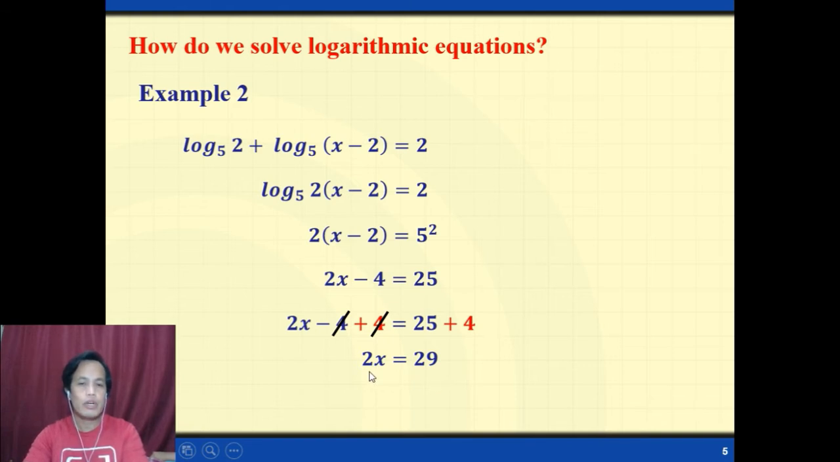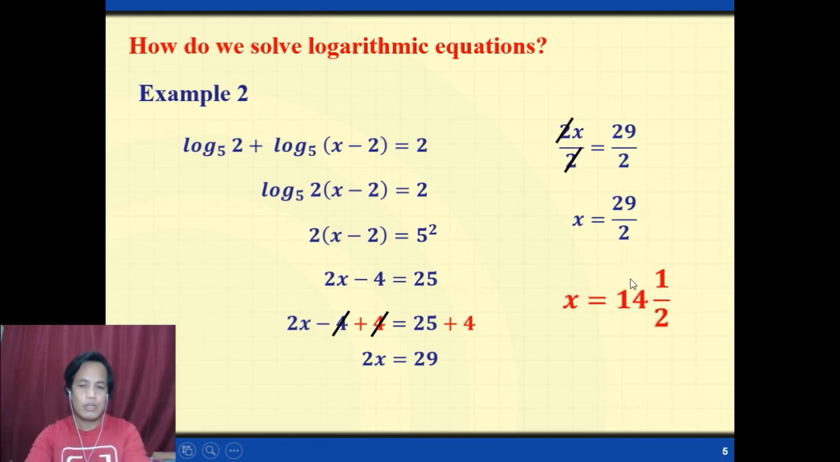Now, since we are only going to solve for x, we need to eliminate the 2. To eliminate the 2, we use the division property of equality. We divide both sides of the equation by 2 to cancel out the 2. What remains is x equals 29 over 2. Since 29 is not divisible by 2, we change this to a mixed number. So 29 over 2 in mixed number is 14 and 1 half. This is now our final answer.